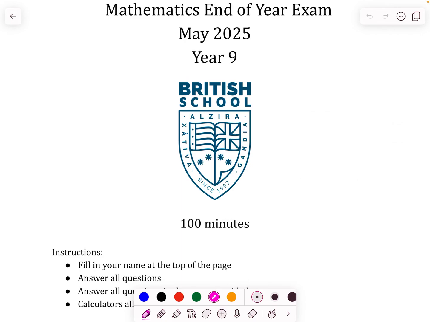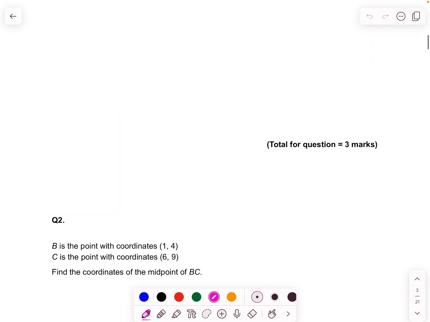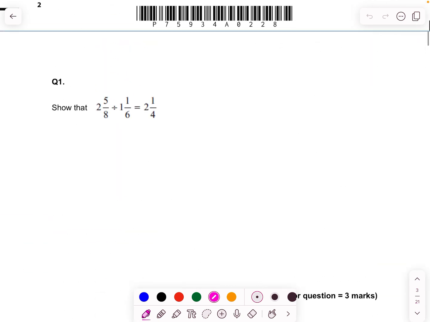Right, year 9. Let's go through the paper as usual. Okay, it might take me a while actually, it's a long paper.